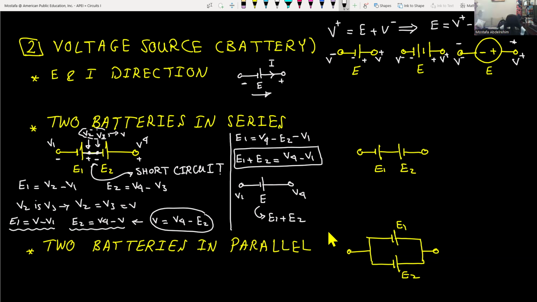Right? What's the battery doing? It raises its positive terminal above its negative terminal by the amount of the battery, right? So here we can imagine E1 and E2 combined, forming another battery called E, and that E will raise V4 above V1 by E1 plus E2. And that's what I said in the beginning.